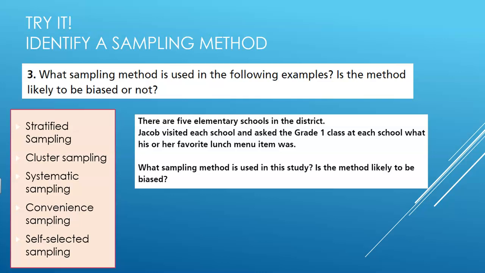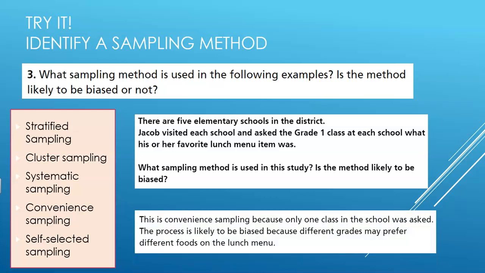What sampling method is used here? There are 5 elementary schools in the district. Jacob visited each school and asked the grade 1 class at each school what his or her favorite lunch item was. This is definitely convenience sampling because only one class in the school was asked. It's likely to be biased. Different grades may prefer different foods on the lunch menu. You know that.